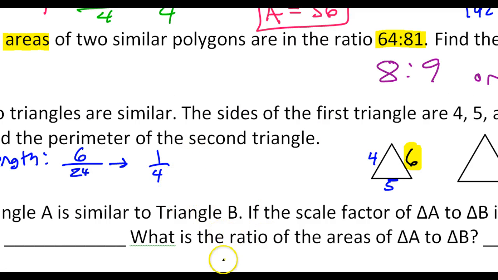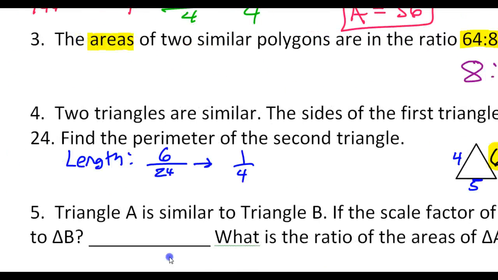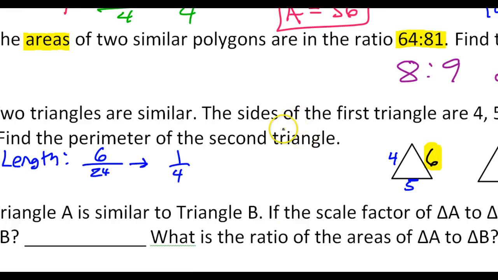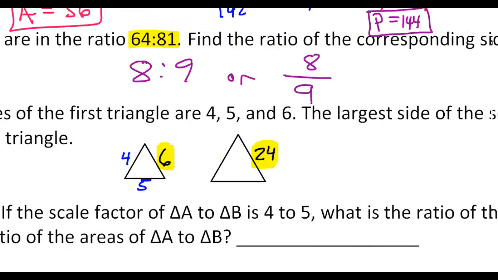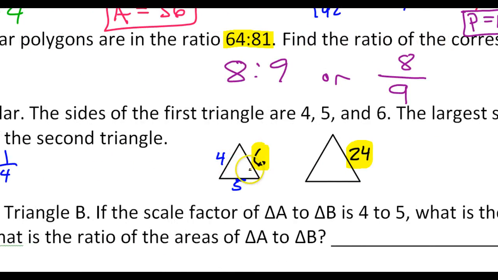Now, I can use that scale factor to do the perimeter. Okay, because perimeter is just a length. Okay, so look. All right, find the perimeter of the second triangle. So look, what's the perimeter of the first triangle? 4, 5, 6. Okay, 5 plus 6 is 11, plus 4 is 15. So this has a perimeter of 15. Okay, so we are trying to find the perimeter of the big triangle.